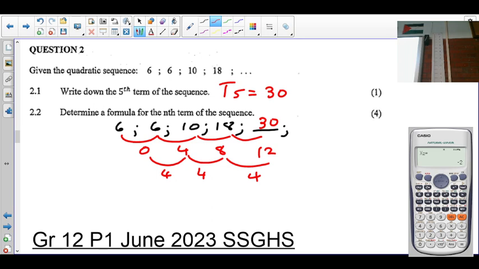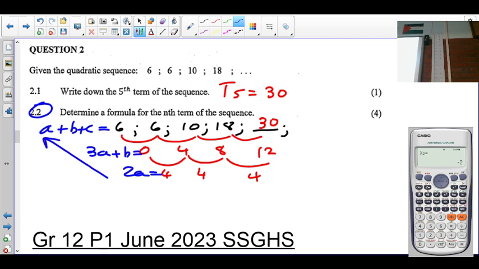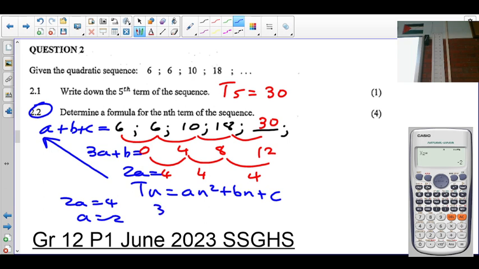Okay, we'll agree with that. In question 2.2, they ask you to determine the formula for the nth term of the sequence. So for Tn, firstly I write 2a, 3a plus b, a plus b plus c, on the bottom up. So the general term of course is Tn is equal to an squared plus bn plus c. So I say 2a is equal to 4, a is then equal to 2. So it's 3 times 2 plus b is equal to 0, so b is minus 6.